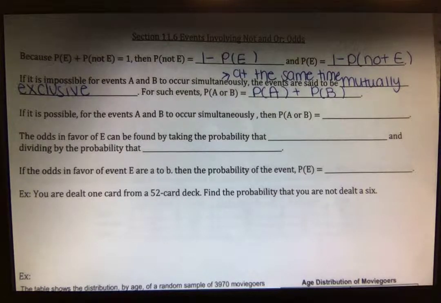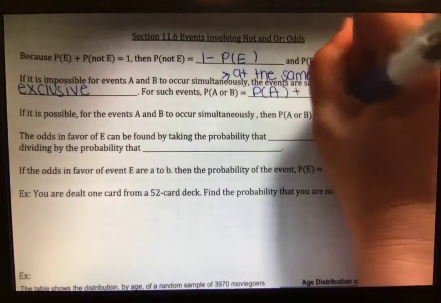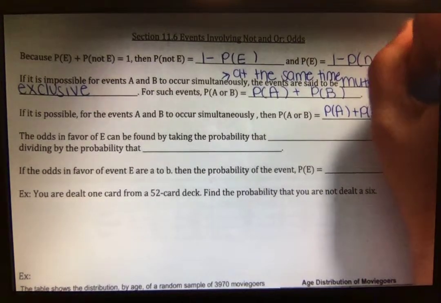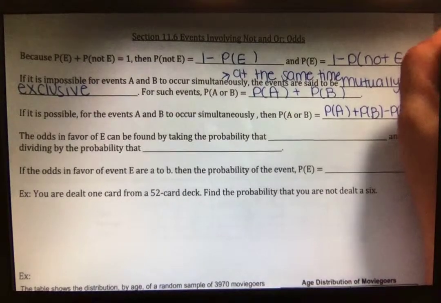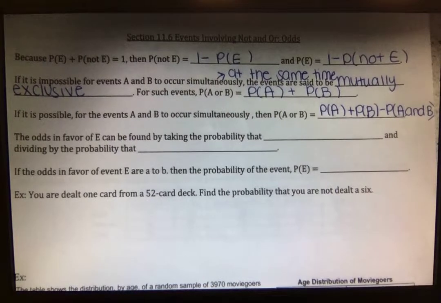If it's impossible for two events to occur at the same time, they're mutually exclusive. So in order to find the probability, we're going to take the probability of the first one and add the probability of the second. If it's possible for the events A and B to occur at the same time, then the probability of A or B is the probability of A plus the probability of B minus the probability of A and B. So the probability of each one occurring by itself minus the probability of them happening together.